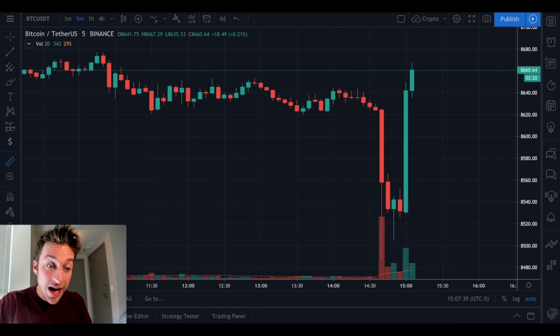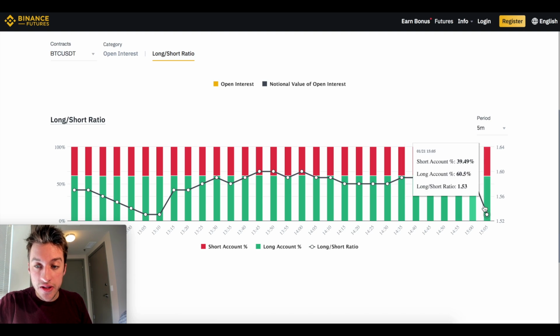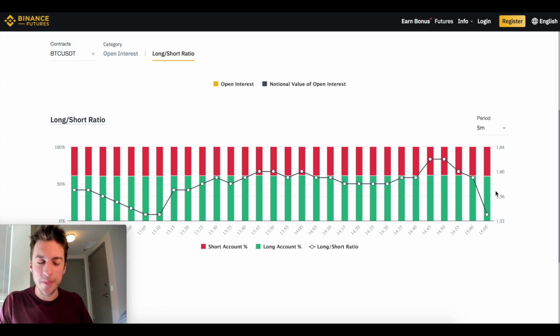How do I know this is bullish? I'm just using sentiment. I'm just looking at this massive drop in the long-short ratio as a bullish sign because I like to bet against the majority of traders and bet with the trend.